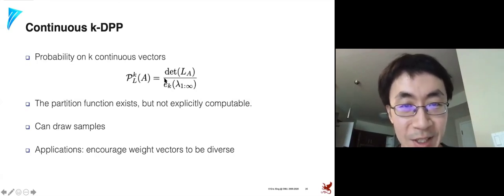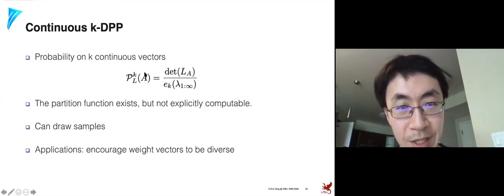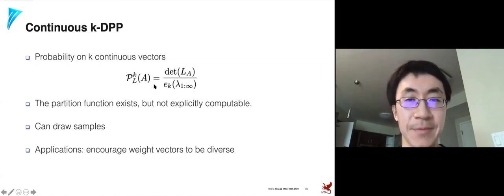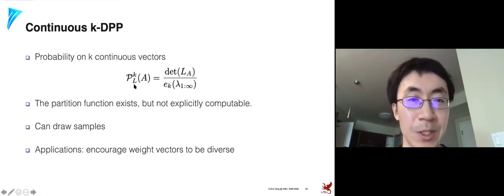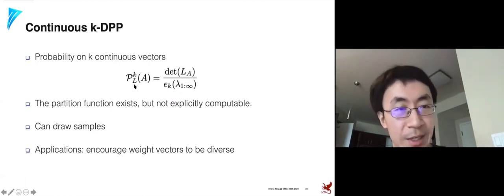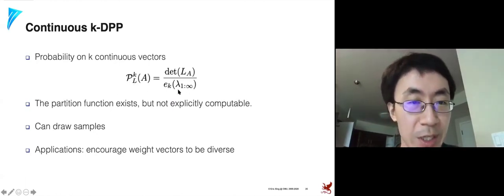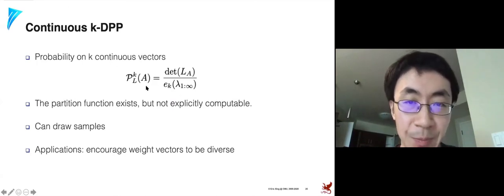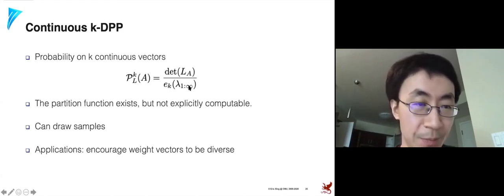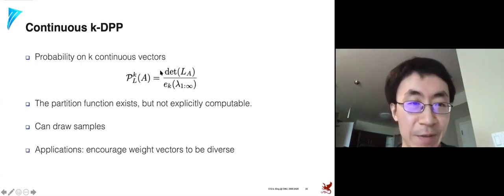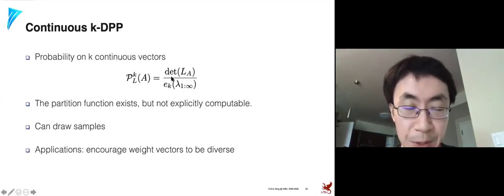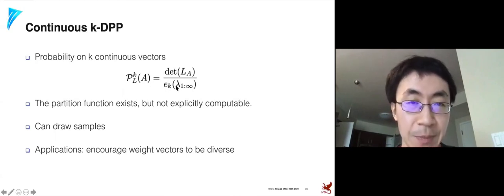So this is the distribution over the continuous DPP, and all you need to remember is that you have k continuous vectors in this matrix A, and this is the probability over the k continuous vectors. For this partition function, in theory, it exists. So that ensures this probability still is valid, but you cannot calculate this quantity explicitly. And based on this definition, we can still draw samples without utilizing this quantity.